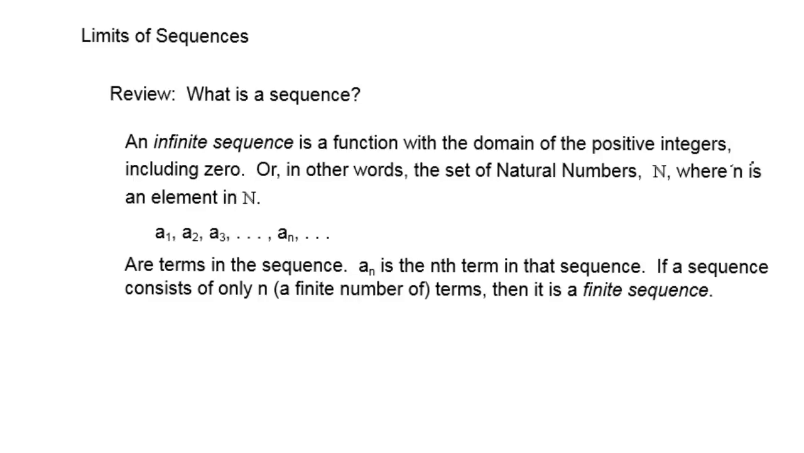Now, if you look right here, a1, a2, a3, and then I got the dot, dot, dot, and then all the way to a sub n, right? And then continuing on after that. Now, these are terms in that sequence. a sub n is the nth term in that sequence. If the sequence only consists of a finite number of terms, then we have a finite sequence, meaning there's an ending to it. Fair enough? Let's move on.